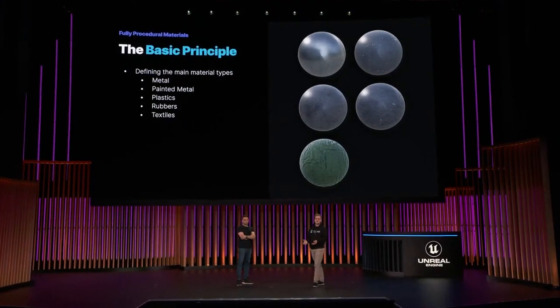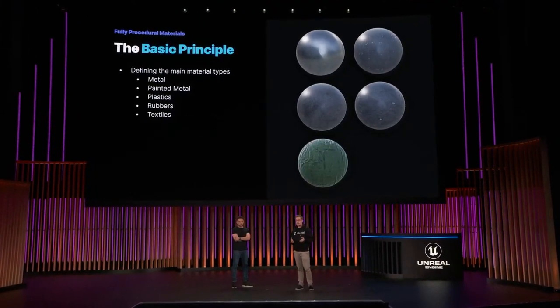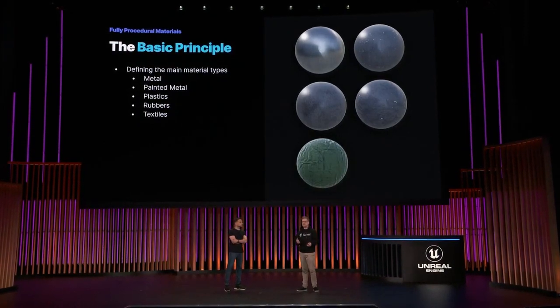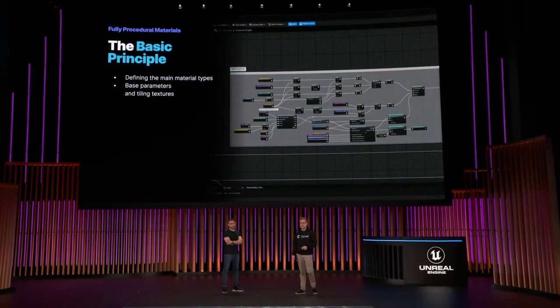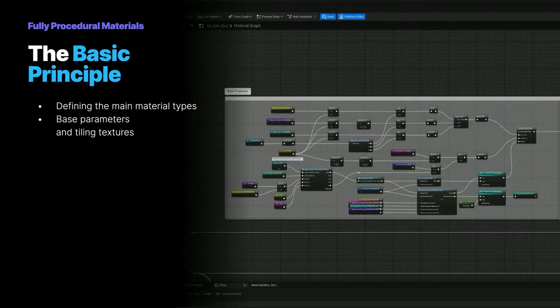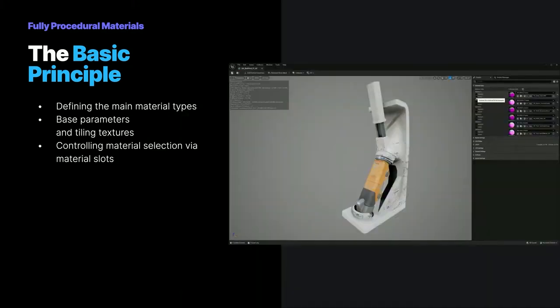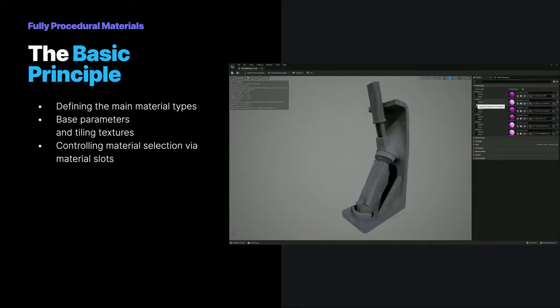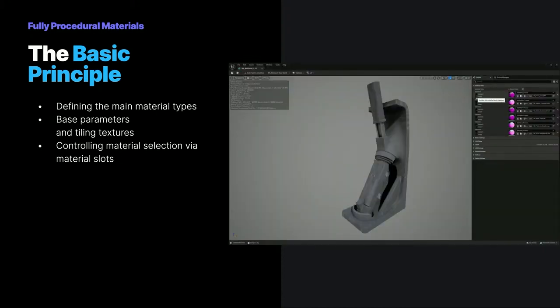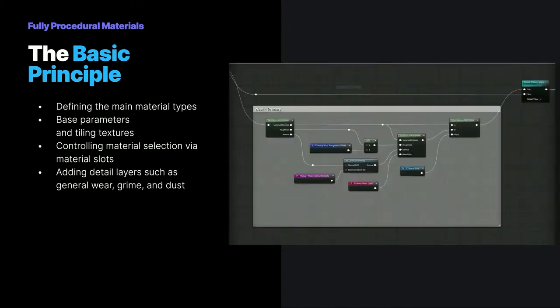We started by identifying what types of materials we actually need for the talisman in broad terms. That's metal, painted metal, plastics, rubbers, and some textiles. These main material types are defined by our parameterized base properties in our master material, heavily relying on well-aligned tiling textures, which we can reuse across the entirety of the ship. As we don't have the budget for unique mask textures to define which part of a mesh should be paint and which should be plastic, we separate out our material domains using the material slots of our meshes.